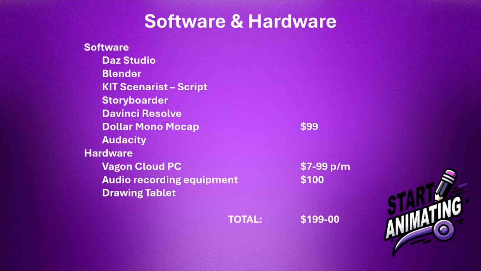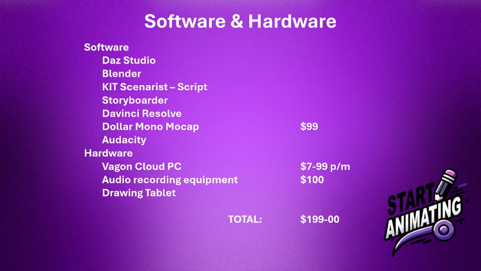Then hardware, again, Vagon Cloud PC will be the most affordable way to do it. Then you don't have to purchase a PC. So that is $7.99 per month. Audio recording equipment, you're still going to need a microphone to record your voiceovers. So again, that will be $100. And then the drawing tablet, I've removed it because if you still want to create storyboards, you can use a pencil and paper. You don't need a software to do your storyboarding. You can use a pencil and a piece of paper, so you don't need a drawing tablet.